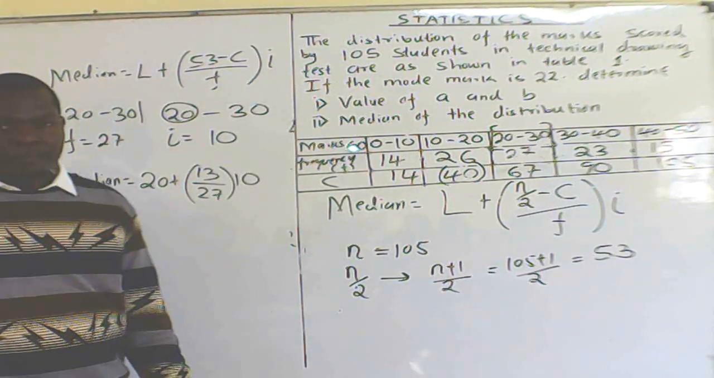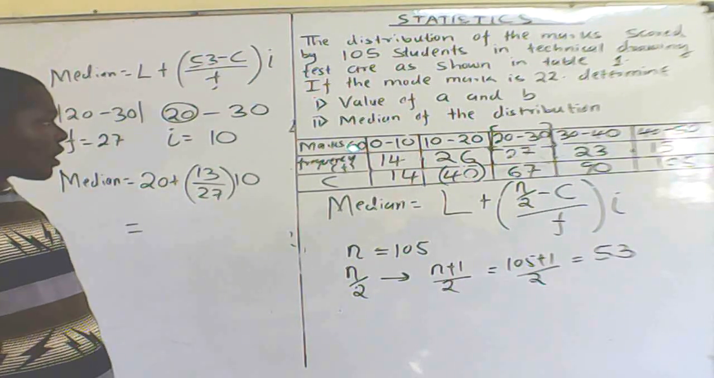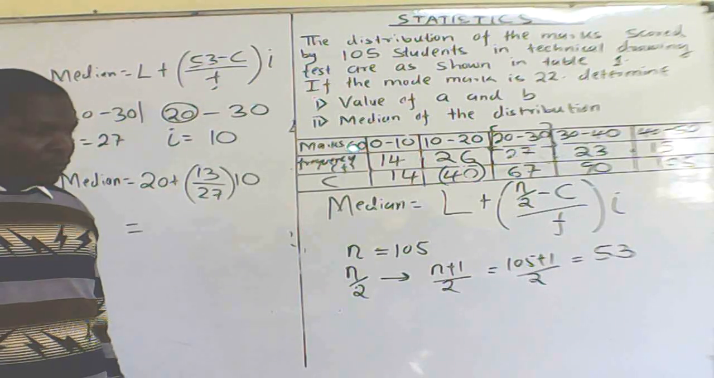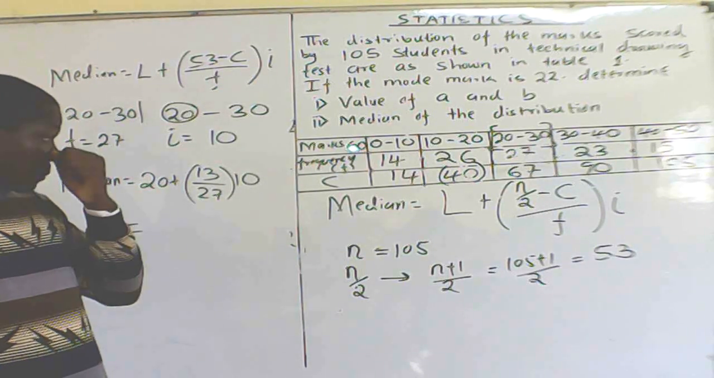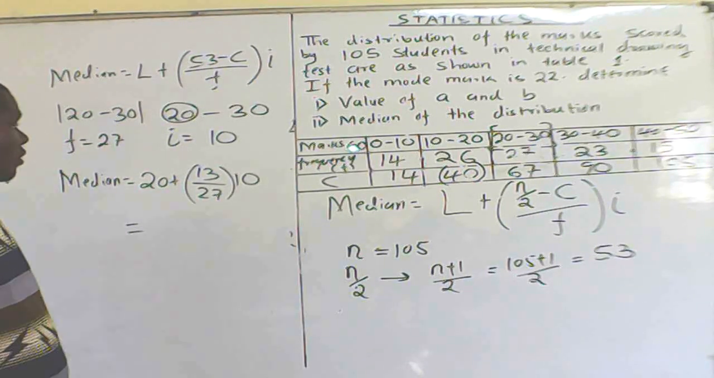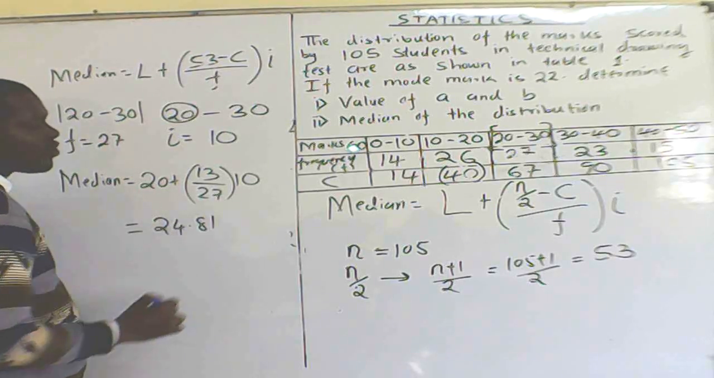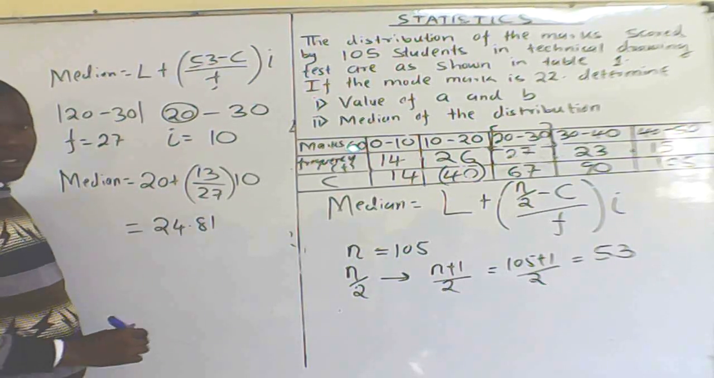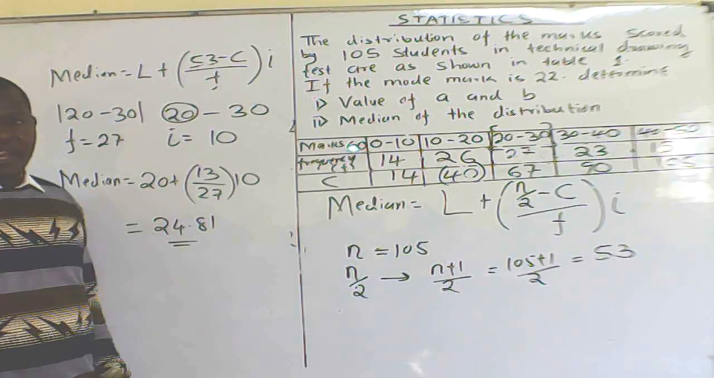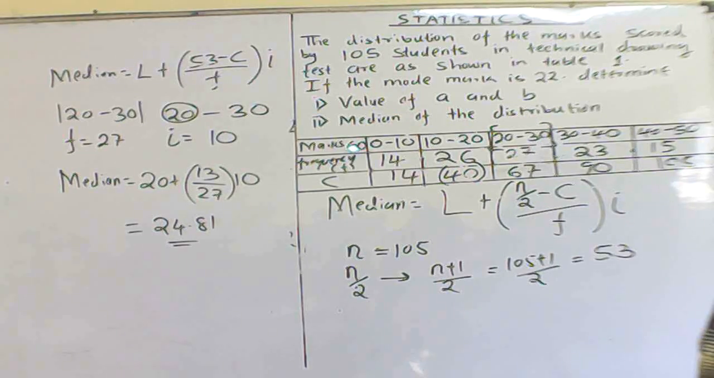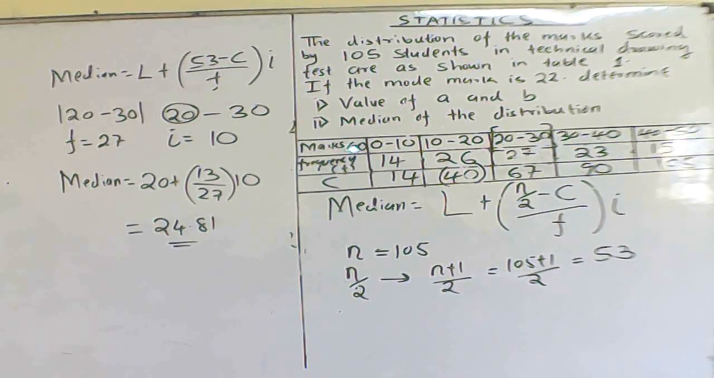So what is the median? What is the median? The median is 24.81, isn't it? Very good. The median is 24.81. So that is how to handle such a case. Let us see another case.